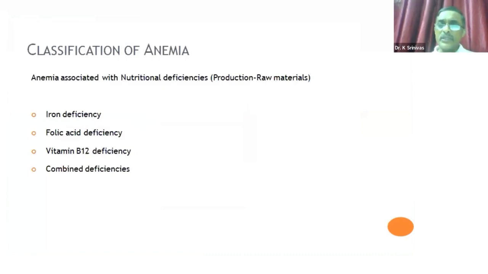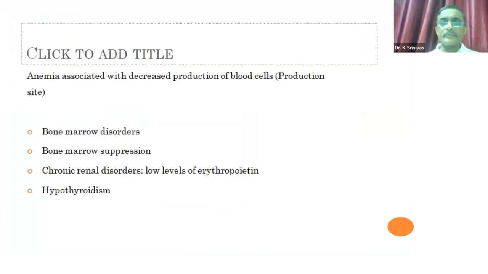So continuing with the classification, nutritional, related to production: we very well know the production of hemoglobin requires iron, folic acid, vitamin B12, and many of the trace elements, or many a time combined iron, folic acid, and vitamin B12 deficiencies. So these can cause anemia.